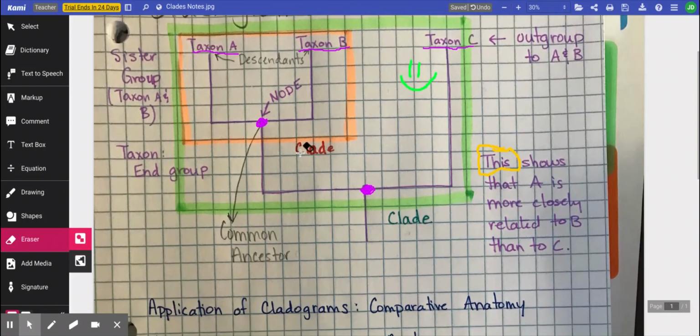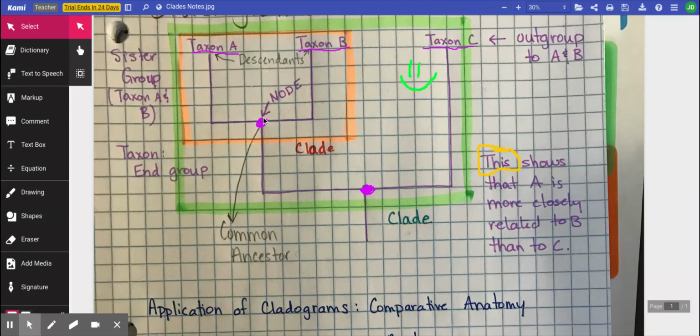Now, what do these nodes mean? So a node shows a common ancestor, usually with a particular trait, but it shows a common ancestor. So nodes show common ancestors, and then the taxa that are after that node are descendants from that ancestor. So if you're looking at this node right here, taxon A and taxon B are descendants of this ancestor. If you look at this one over here, though, taxon A, taxon B, and taxon C are descendants of this ancestor. So you can go back and see where the different taxa share the most recent common ancestor.